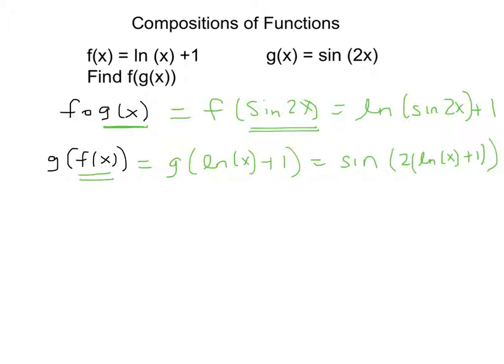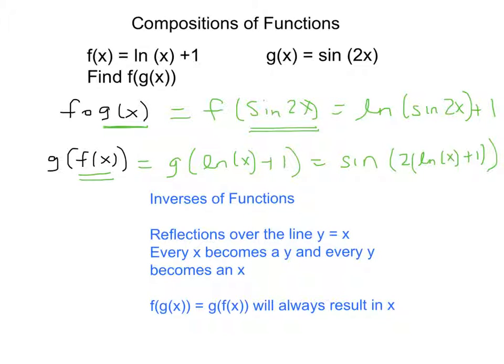There's a special case when you'll get the same answer, and that special case is what we're going to talk about next when we talk about inverses of functions. Inverses of functions. A function has an inverse when it is a reflection over the line y equals x. Literally every x and y are replacing each other so that every x value becomes a y, every y value becomes an x. When you have two functions that are inverses of each other, the composition in both directions, f of g of x and g of f of x, will always result in x. So let's try a simple example and then a more complicated example.